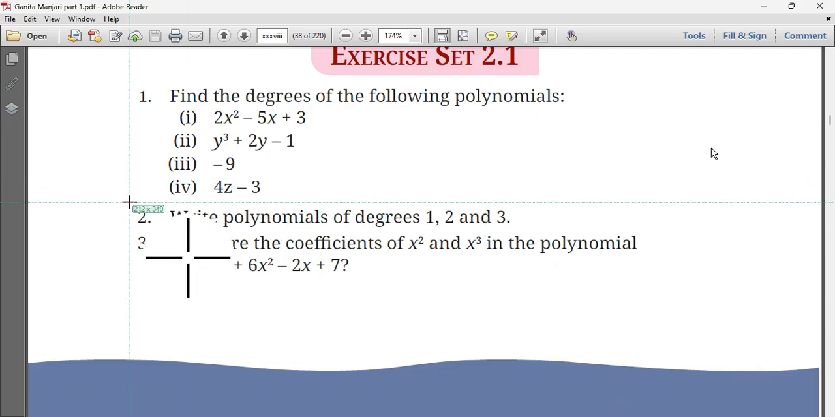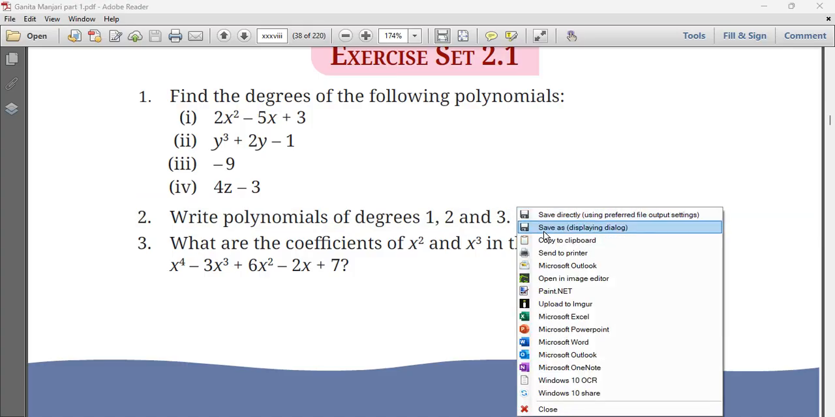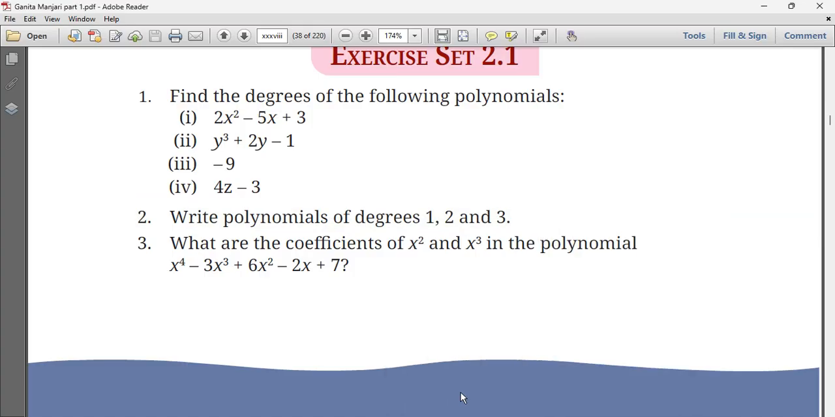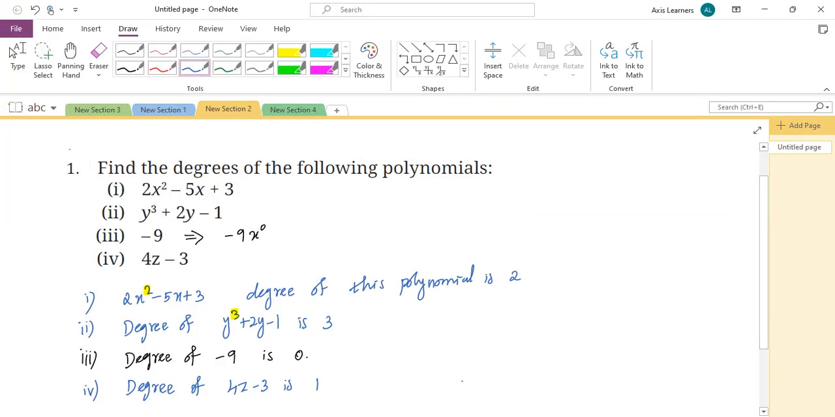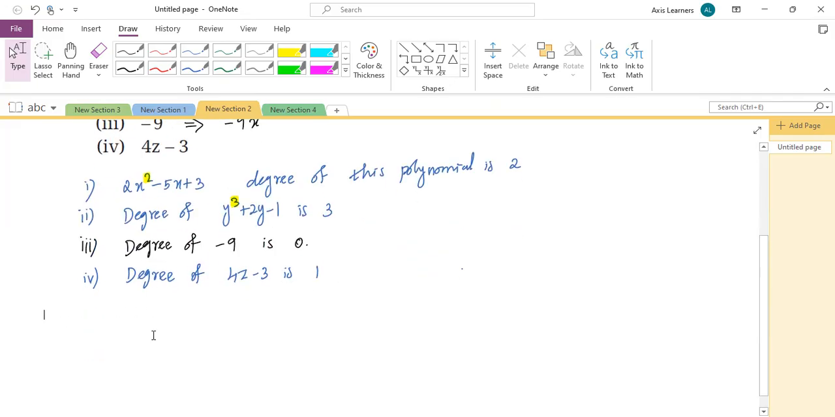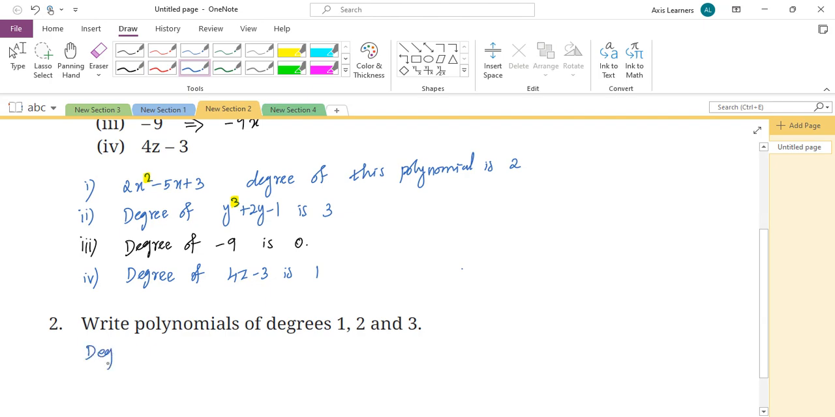Look at the second one. The second one is very simple. We are writing our own answer. I'll give you a hint for this one. Write polynomials of degrees 1, 2, 3. Already we have written some polynomials with degree 1, 2 and 3. We can write the same polynomial or different polynomials. Okay, so you can write any polynomial. I will write it here.